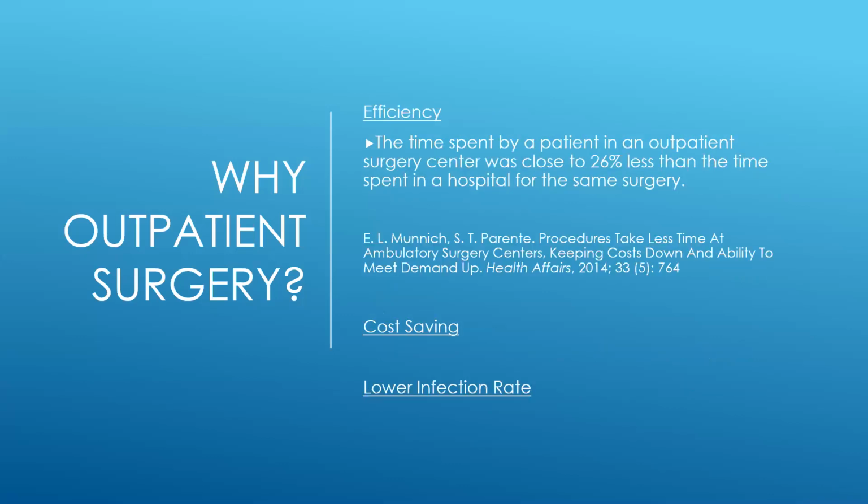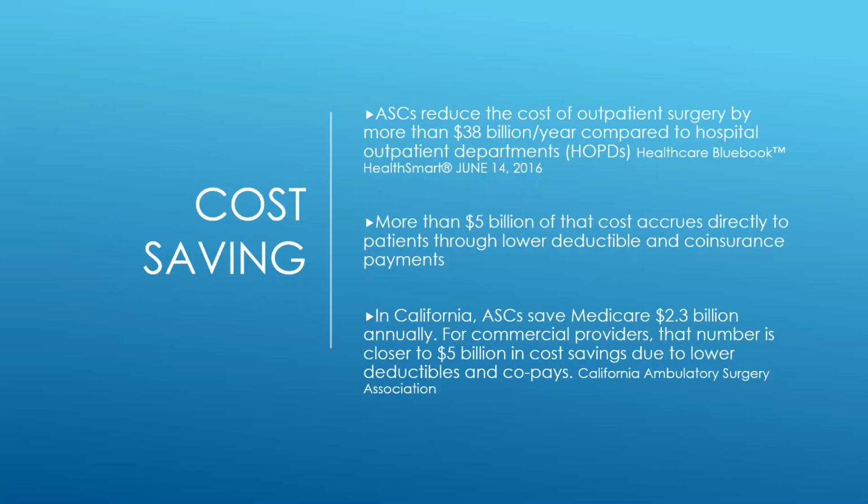From an efficiency standpoint, Munich has done a very good study that took the same procedure done in a hospital and done in an ambulatory surgical facility. The time spent by a patient in an outpatient surgery center was about 26% lower than the time spent in a hospital for the same surgery. The last two issues are, of course, the ones that people always want to know about: cost saving and insurance. So let's address those. Cost saving.